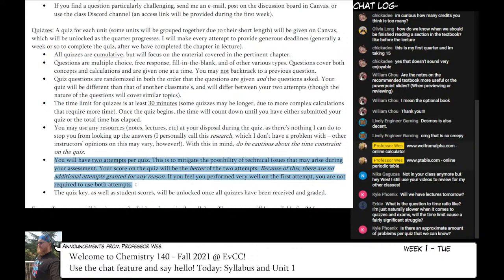Like, if you're taking your quiz during a thunderstorm, it's probably not good if the power goes out and then comes back on. Don't start the second quiz. Wait until the thunderstorm's over. Now, obviously, if you're waiting up until the very end of the deadline, you might not have a choice there. But no extra attempts for any reason, so just fair warning.